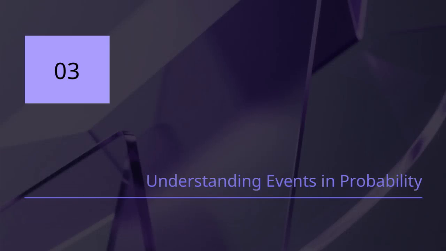Let's take a closer look at understanding events in probability. When we talk about events, we're referring to specific outcomes or sets of outcomes within a probability space. It's important to identify these events clearly because they form the basis of calculating probabilities. Sometimes, events can be simple, like flipping a coin and getting heads, but other times, they can be more complex, involving multiple steps or conditions.